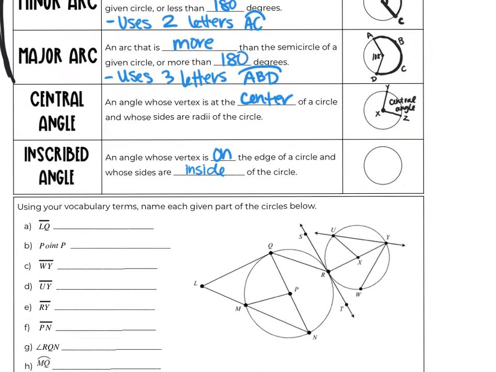All right, an inscribed angle is an angle whose vertex is on the edge of the circle and whose sides are inside of the circle, like this. So here's the vertex and it's sitting on the circle, whereas the central angle's vertex was in the middle. So maybe that's A, B, C.